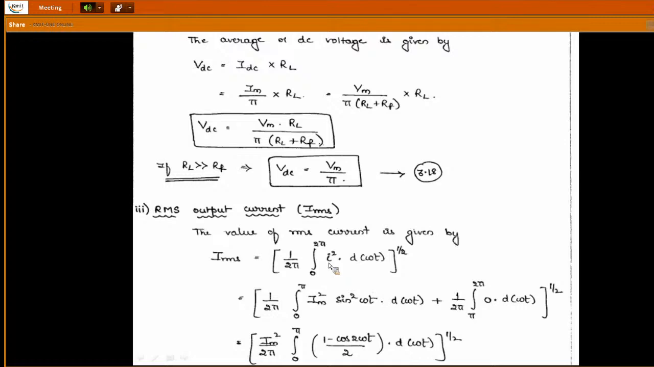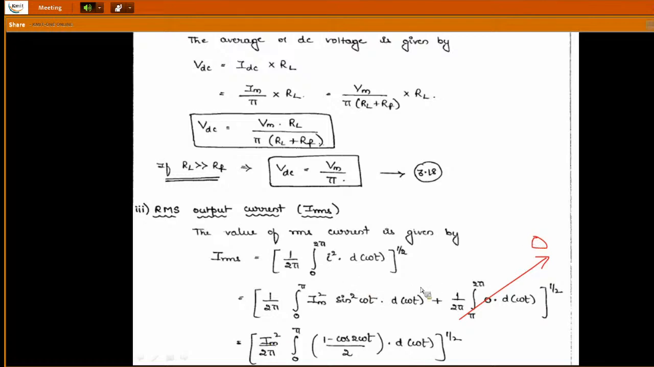Output current is available during the half cycle only. During the positive half, 0 to pi, what is the I value? I is Im sine omega t. I square is nothing but Im square into sine square omega t into d omega t. And during pi to 2 pi, what is the current value? I is equal to 0. That's why this portion becomes 0, since 0 into something is 0.